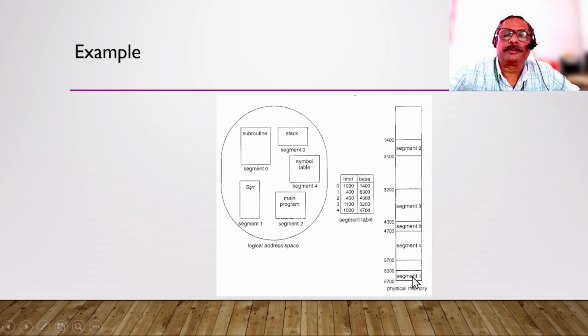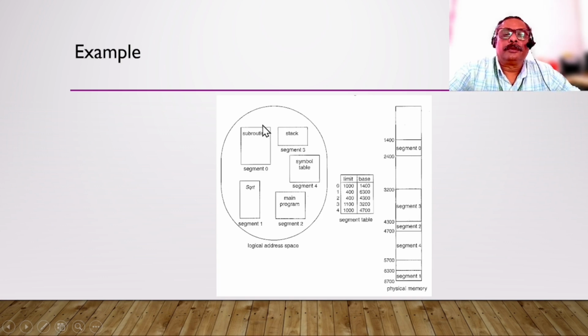Wherever memory was available, these segments were put there, and then we create a segment table saying where each segment is. Segment 0 is from 1400 and goes up to 2400, that means 1000 is the limit. Then segment 1 starts from 6300 and goes up to 6700, that means 400 is the limit, and so on.